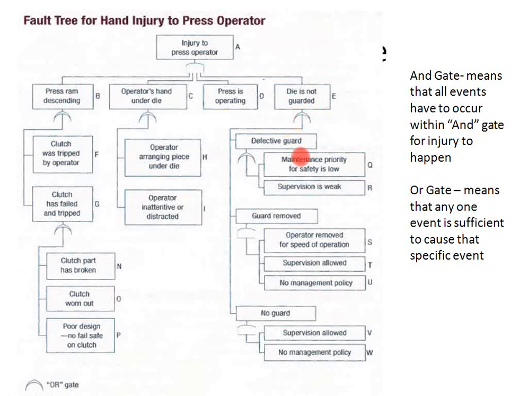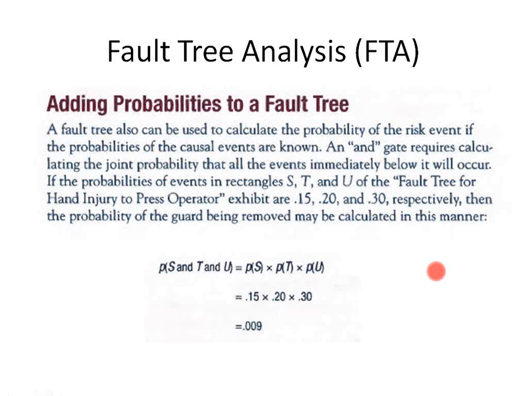Well, if the die is not guarded, with a defective guard, it could be that, or the person could have removed the guard, or there just was no guard at all when it was first installed. And again, OR gate means that any one event is sufficient to cause that specific event to occur. So you most likely will have a problem where you have to do a little probability analysis. We did a little bit of that, I think, in 54.